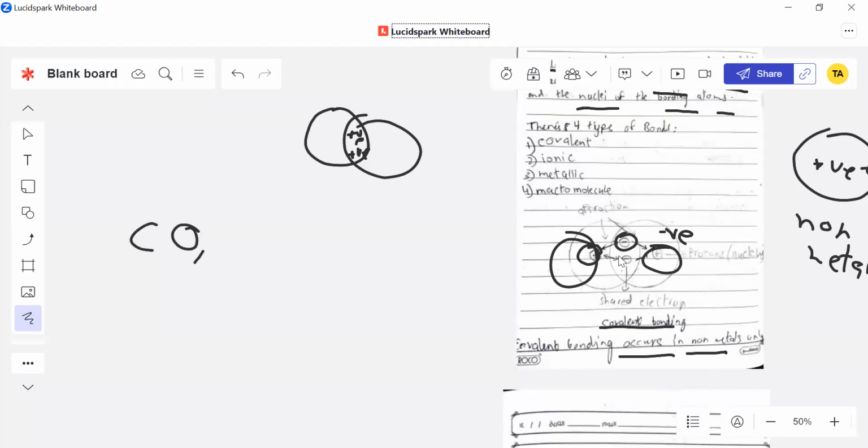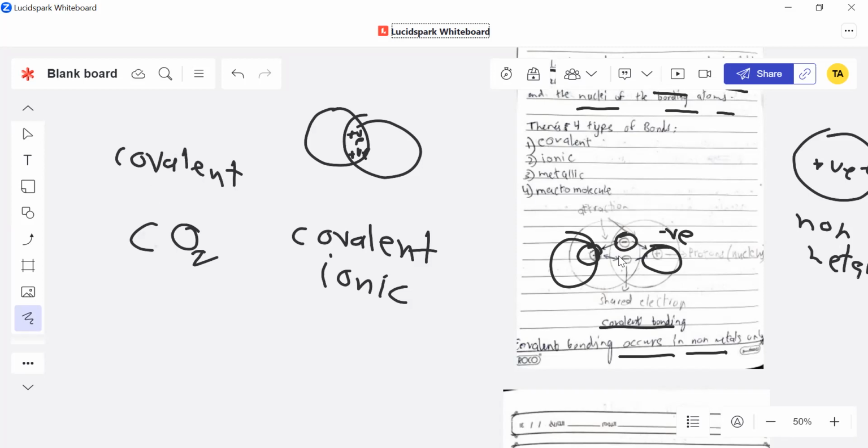So for example, CO2, right? Is it a covalent bond or an ionic bond? Since these two are non-metals, carbon and oxygen, this will be a covalent bond. And how will this look? When I have one atom, that will be my central atom.